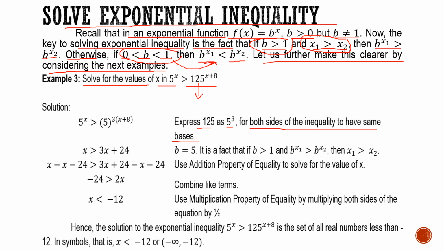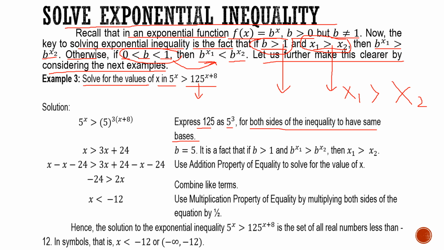Now, if that is the case, we can conclude that in this one, if your b is greater than 1, as you can see here, you need to satisfy this condition. Since 5 is greater than 1, then we can assume that x sub 1 is greater than x sub 2. So we just simply use the condition being given for us when your b is greater than 1.